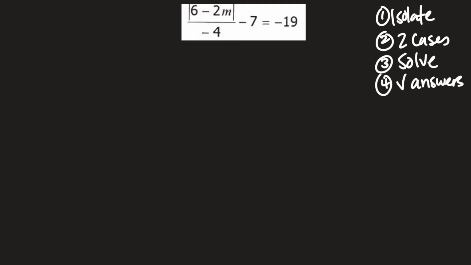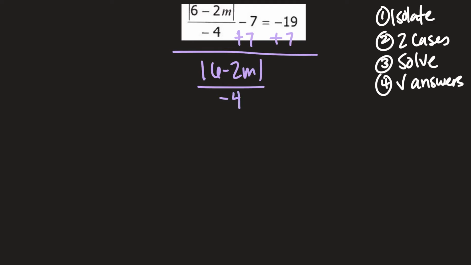So first of all, we need to isolate the absolute value because it's not isolated in this problem. So on both sides, I'm going to add 7. Now you can multiply by -4, but students oftentimes just multiply the fraction and then the answer, but you would also have to multiply the -7. So I would suggest do your add subtract first and then come back and either multiply or divide depending on the problem. Okay, so this is going to give me the absolute value of 6 minus 2m over -4 is equal to -12.